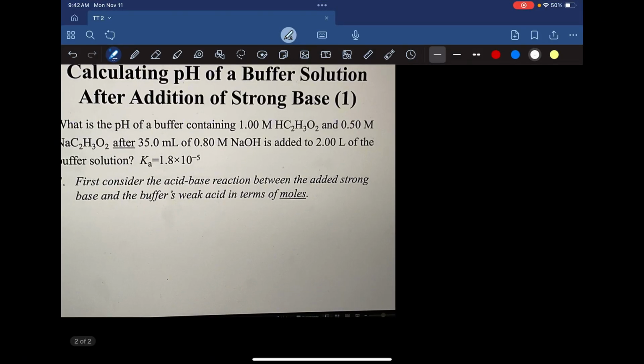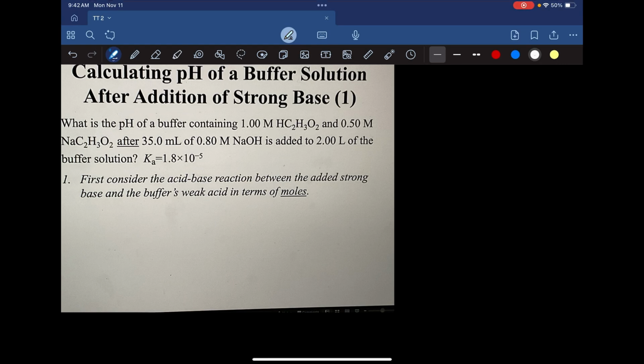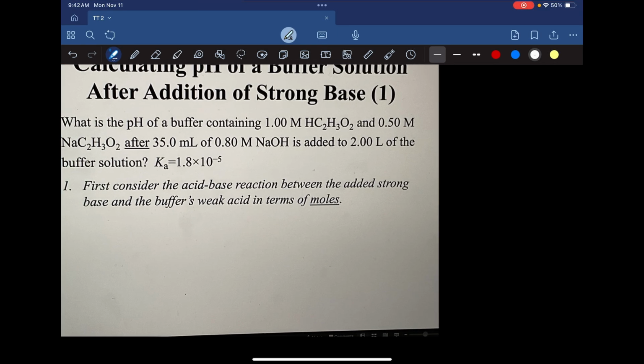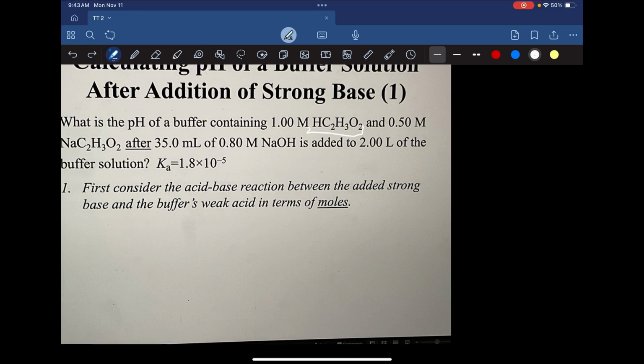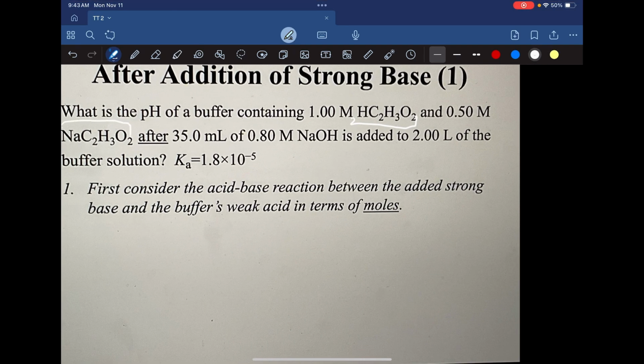Let's calculate the pH of a buffer solution after the addition of a strong base. We know this is a buffer because this is an acid right here, acetic acid, and the C2H3O2 is a weak acid/base, so that is also the same thing. That's why it's a buffer, because the Na means base and the H is always an acid, but this is a weak acid and a weak base.